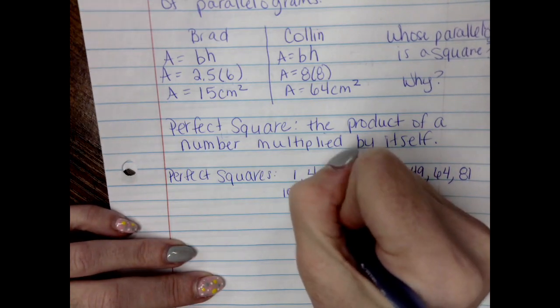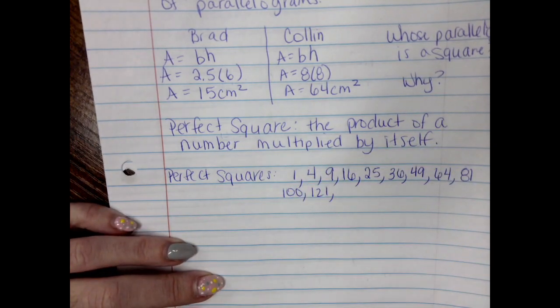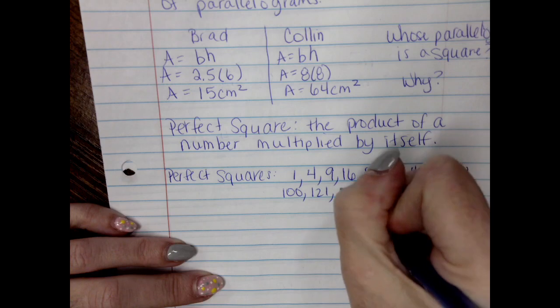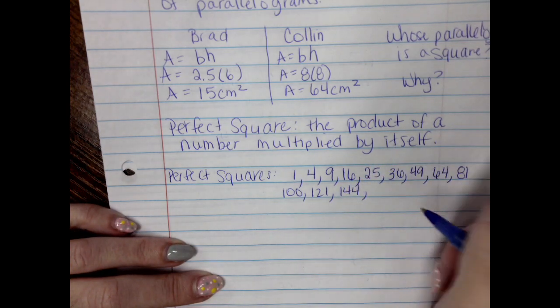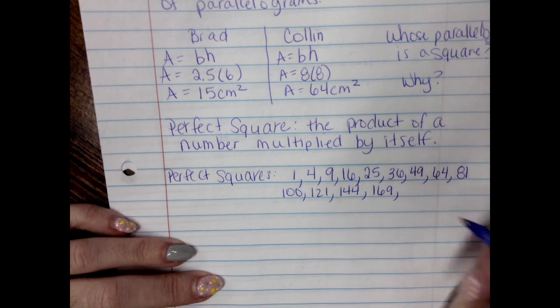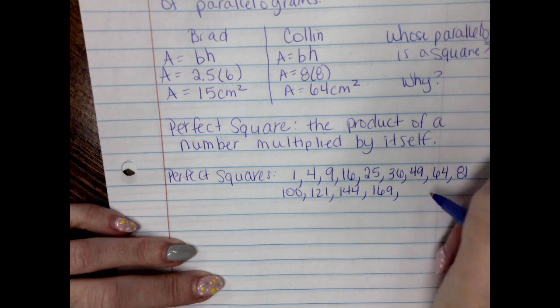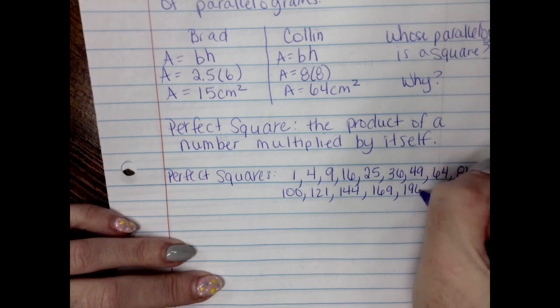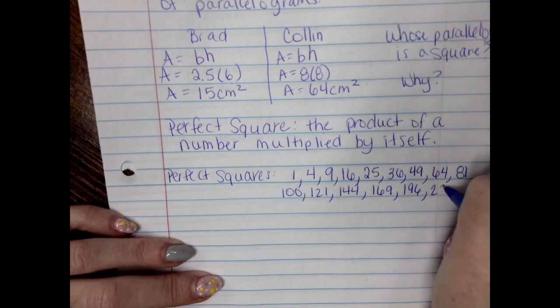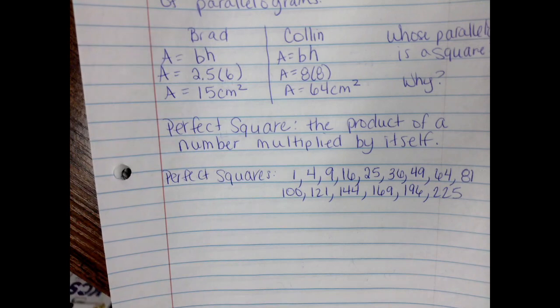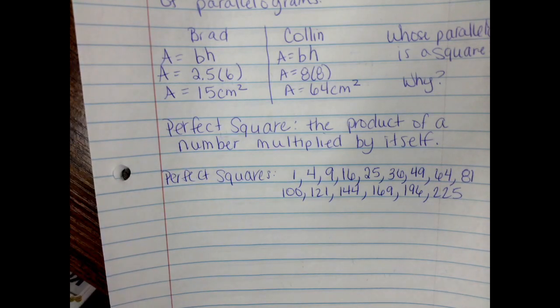11 times 11, which is 121. 12 times 12, 144. 13 times 13, 169. 14 times 14, 196. And then 15 times 15 is 225. Now I could keep going. I could take any number, multiply it by itself, and that's going to give me a perfect square.